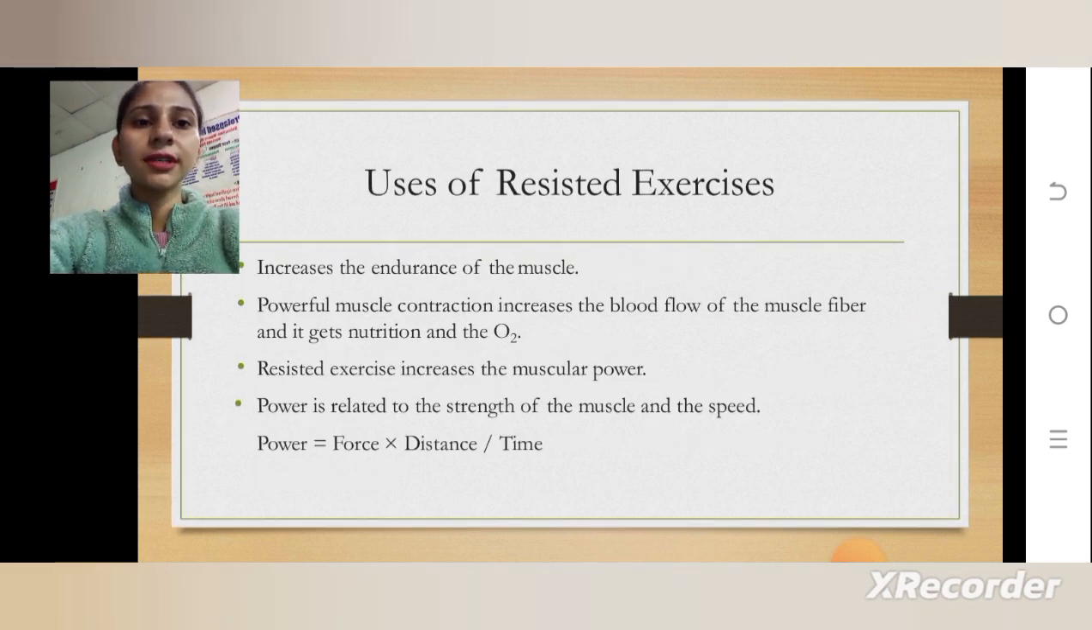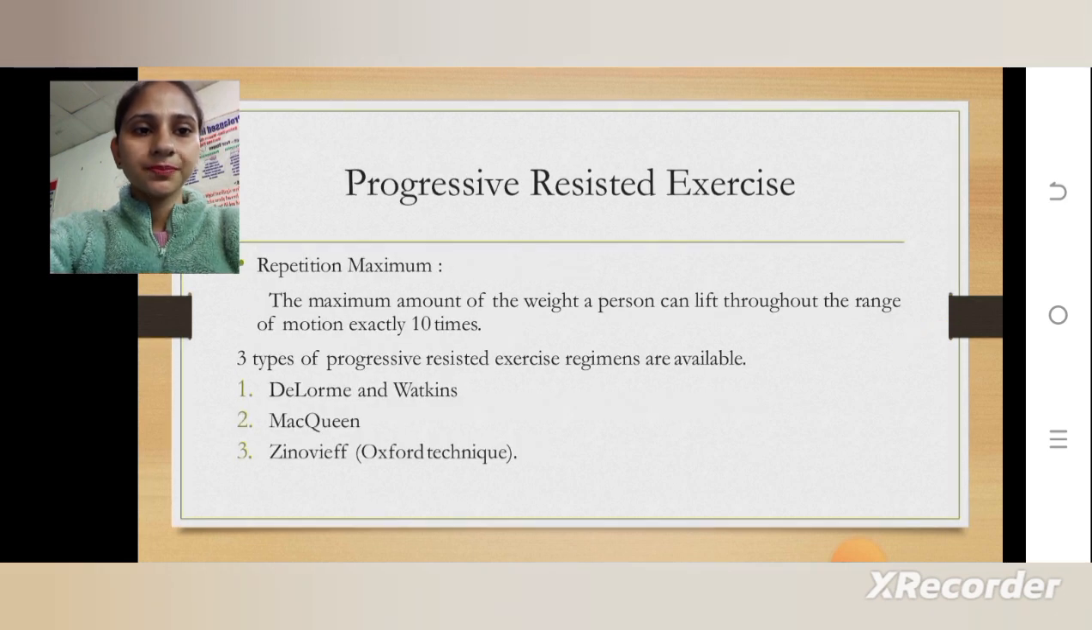Then, more uses of resisted exercises. First one is to increase the endurance of the muscle. Powerful muscle contraction increases the blood flow to the muscle fibers, and they get nutrition and O2. Resisted exercise increases the muscular power. Power is related to the strength of the muscle and the speed. Power is equal to force into distance over time.